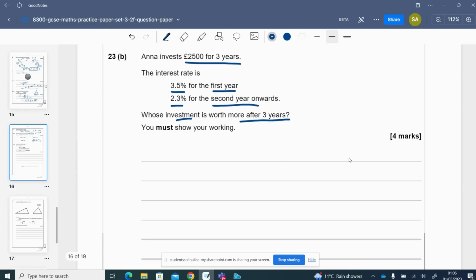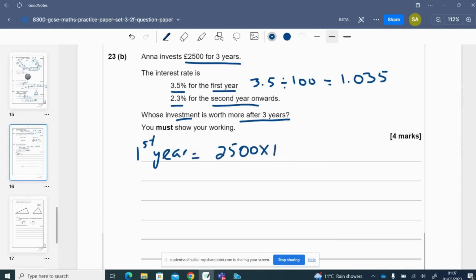So Anna invests £2,500 at 3.5% interest for the first year. That means to find the multiplier of 3.5, we again divide 3.5 by 100, and that gives you 1.035. Then we just need to multiply for the first year. We need to do 2500 multiplied by 1.035.